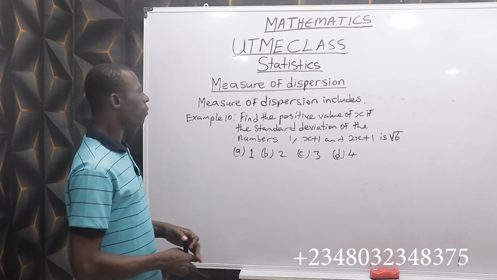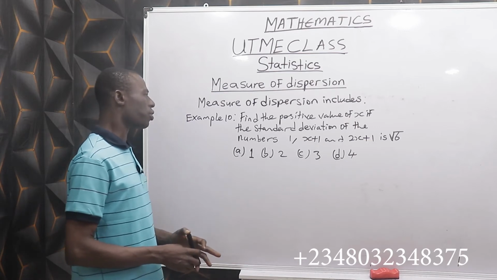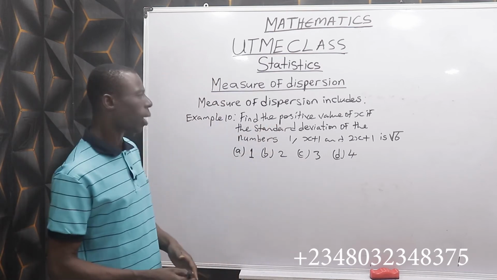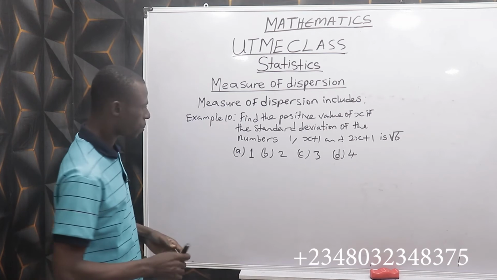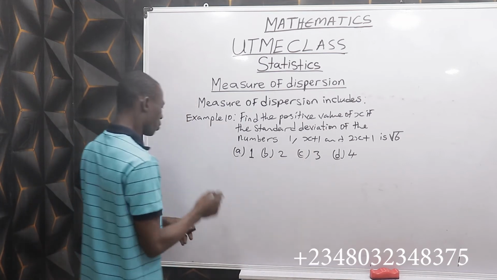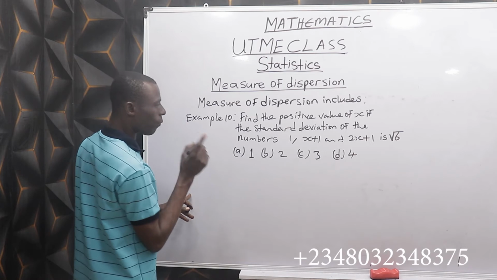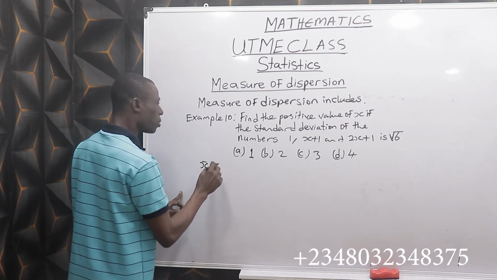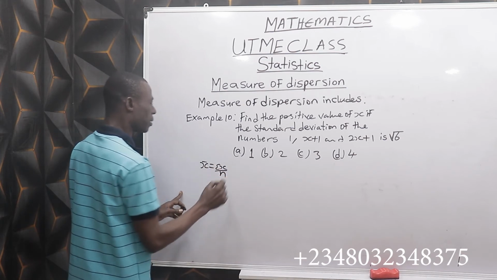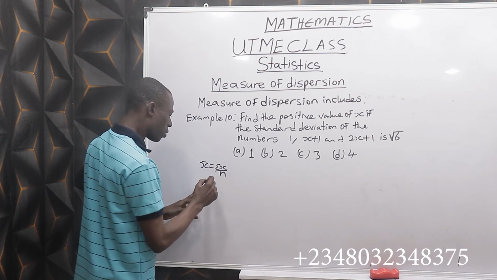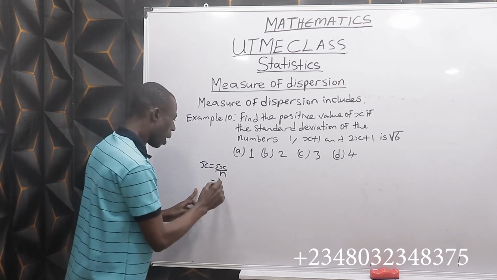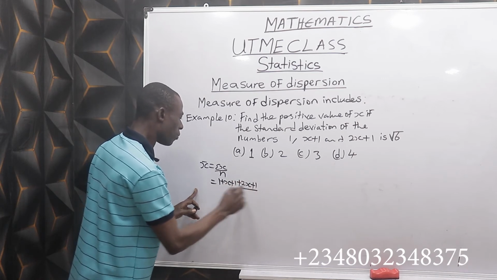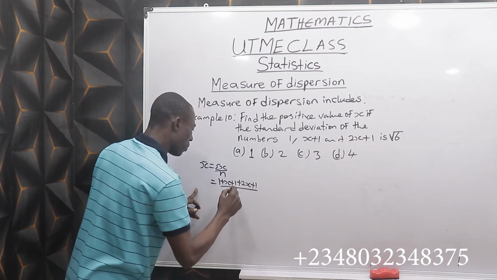Find the positive value of x if the standard deviation of the numbers 1, x plus 1 and 2x plus 1 is square root of 6. We have these options. The first thing we have to do first is to find our mean. Our calculated mean should be summation x over n. Summation x over n is 1 plus x plus 1 plus 2x plus 1 divided by 1, 2, 3, divided by 3.